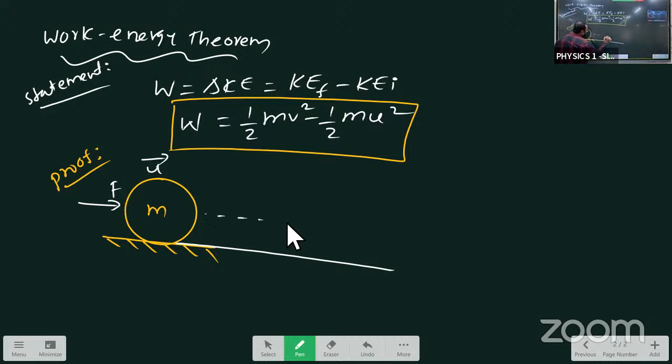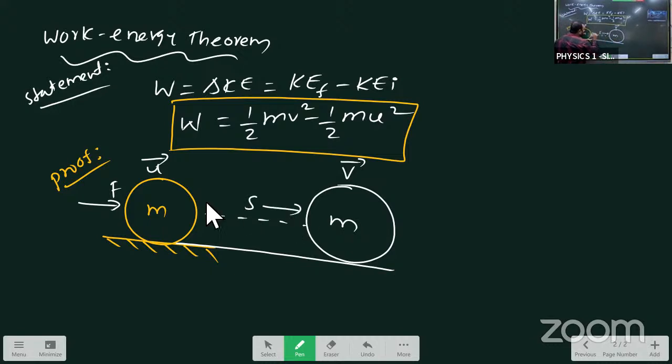Its velocity changes from u to v. u is the initial velocity, v is the final velocity, and m is the mass of the body. What is the displacement? Initially u is the initial velocity. When we apply force, the velocity becomes v. So u is initial, v is final, s is the displacement, and the external force is capital F.